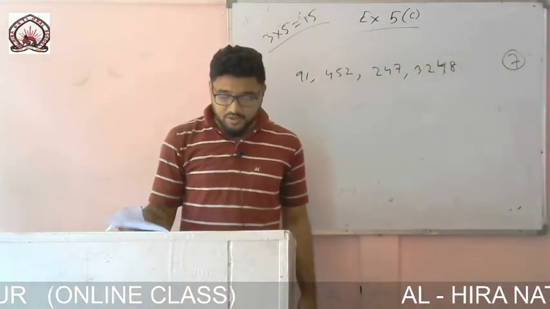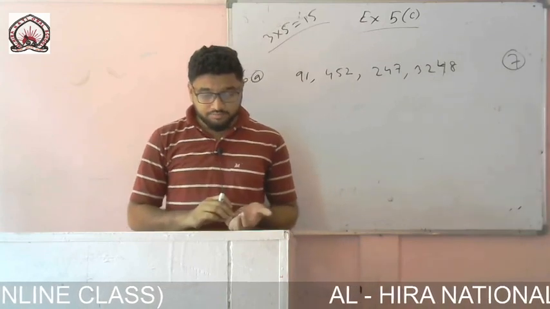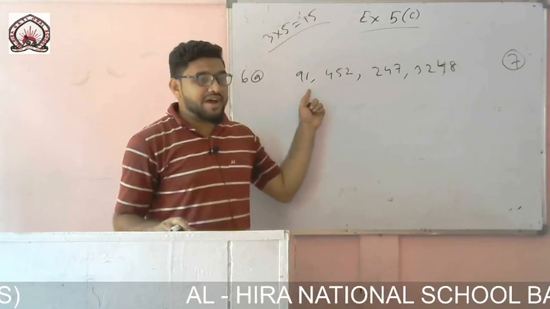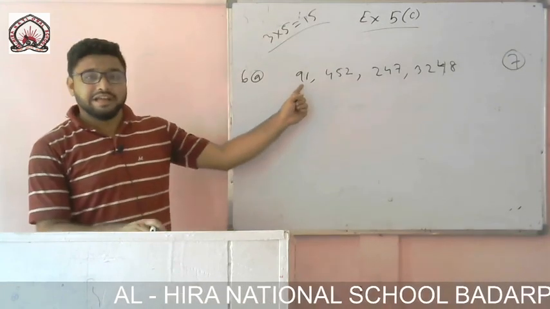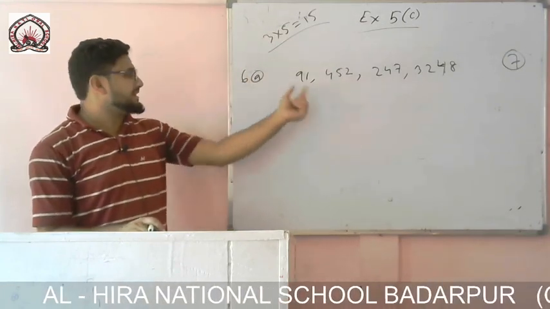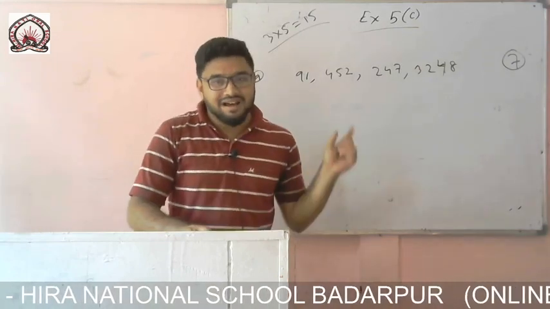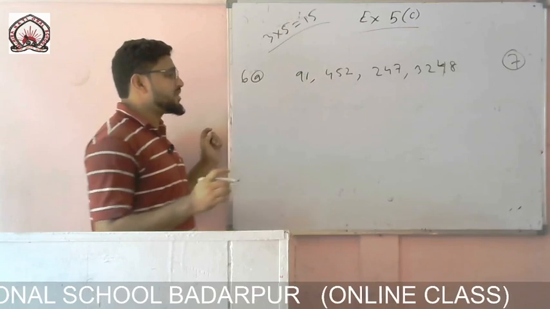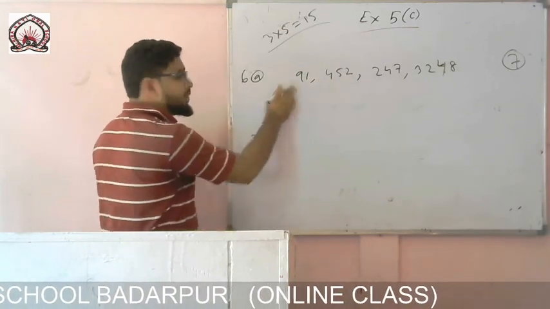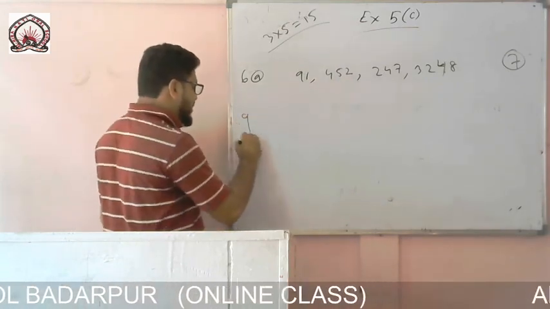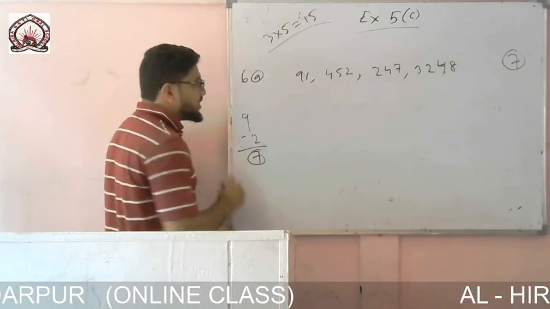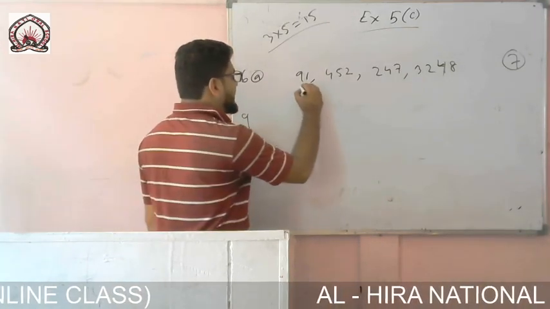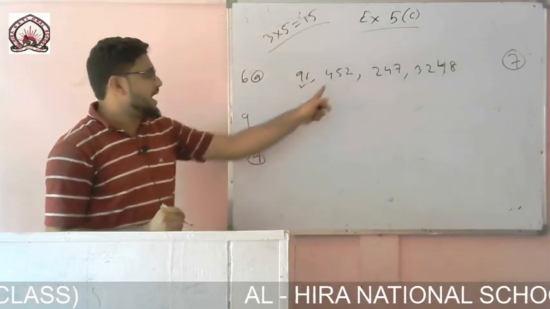So the divisibility of 7. How to check? First, double the unit place digit. Then the remaining number, we have to subtract from that. So if you double the 1, it becomes 2. Then the remaining is 9. So 9 minus 2 is 7, and 7 is divisible by 7. So 91 is divisible by 7. Okay.